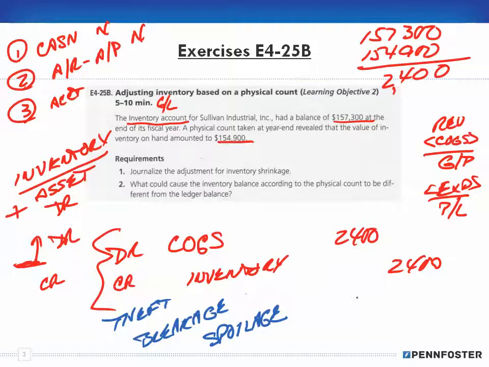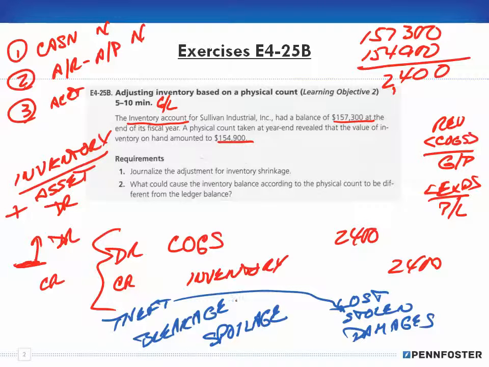The answer says it. The main reason is it's lost, stolen, or damaged. Okay. Theft is obviously stolen. Breakage is damage. Spoilage is damage. Lost. Yeah, I don't consider lost that often. You shouldn't lose stuff. If it's lost, you're generally going to go and find it. But it is possible to be lost, and if that's lost, I consider that as also part of theft. All right. But it doesn't really matter.